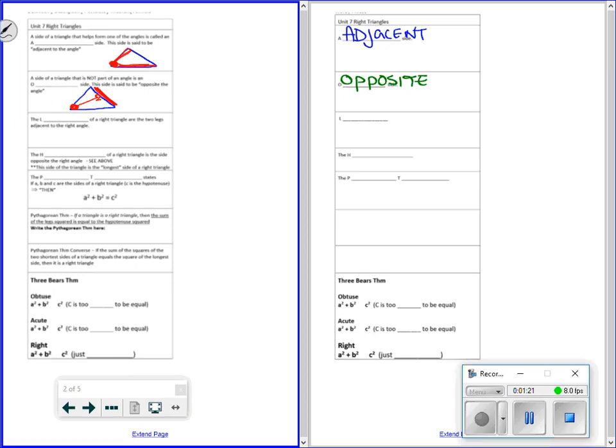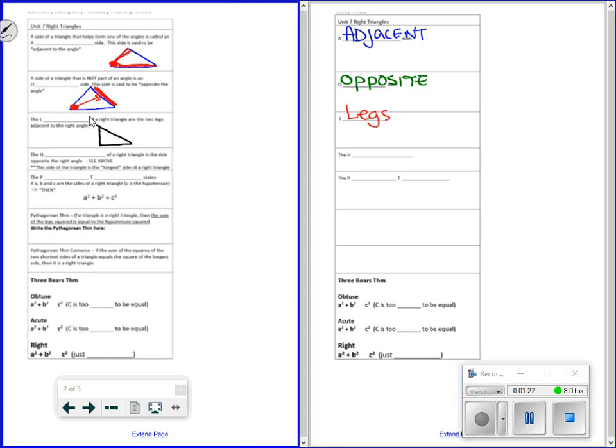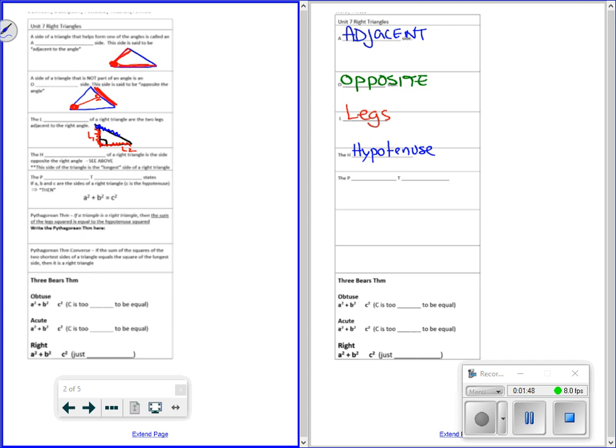Now the next one, legs. So the legs pertain to, in a right triangle, the two adjacent sides to the 90. They're the ones that make it up. So there's the legs. We'll call this one leg 1 and leg 2. Next up, hypotenuse. In a right triangle, the hypotenuse is the side opposite the 90.